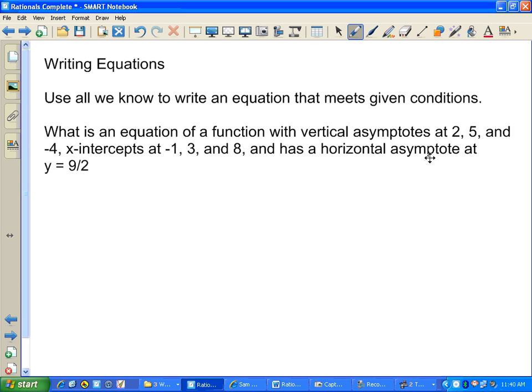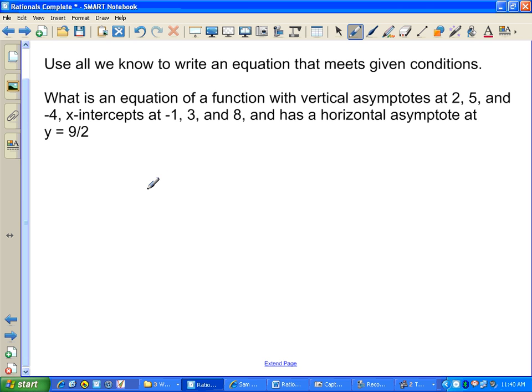And then horizontal asymptote, if I have one, that's going to tell me either what the leading coefficients are, or if it was approaching 0, that would tell me that I need to have a larger power in the denominator than I do on top. Or if they told me that there was no horizontal asymptote, then I would know that I would need to have a larger power on the top than what I have on the bottom. So I'm actually going to do all three of those cases with these same asymptotes and intercepts, just so you can kind of see how you can adjust your function to meet different end behavior.